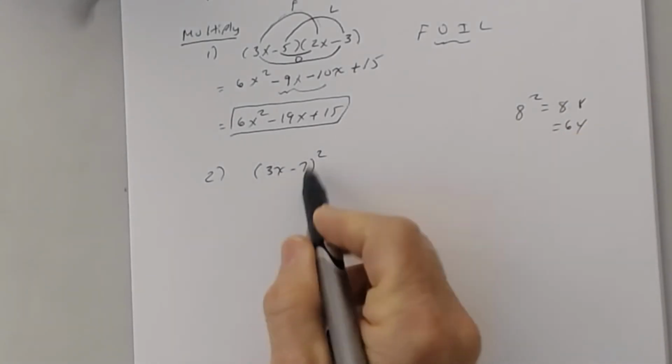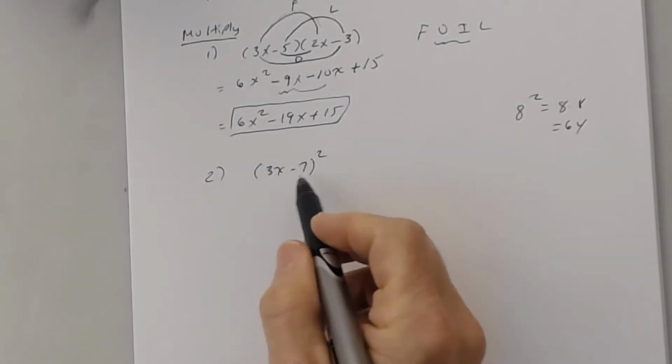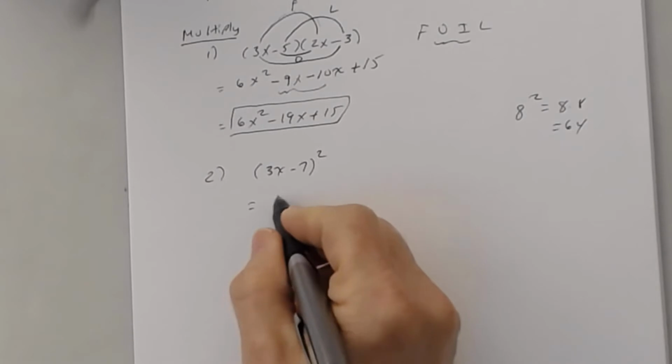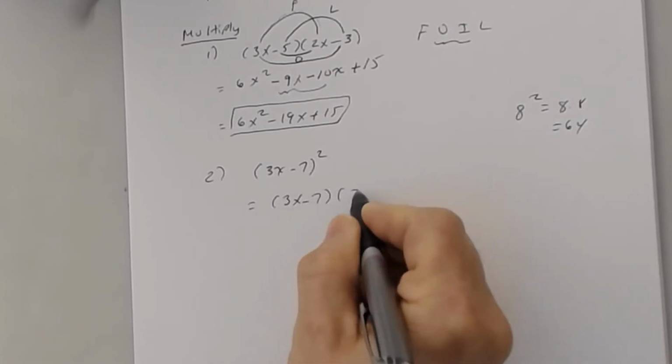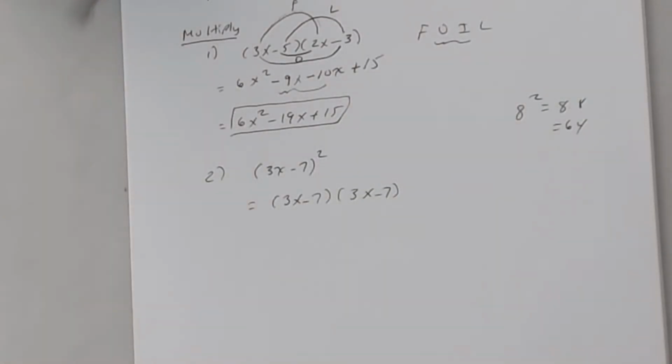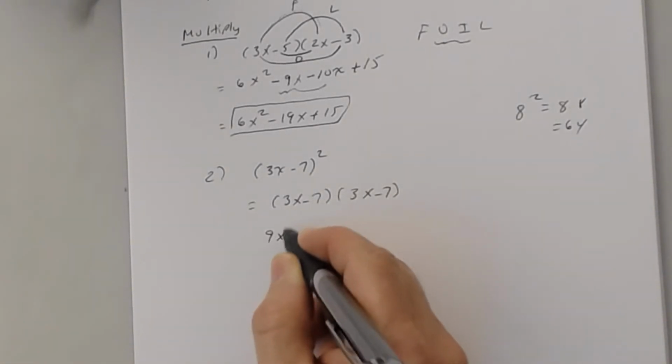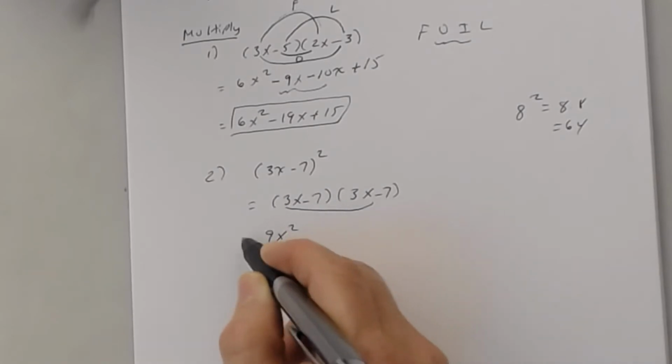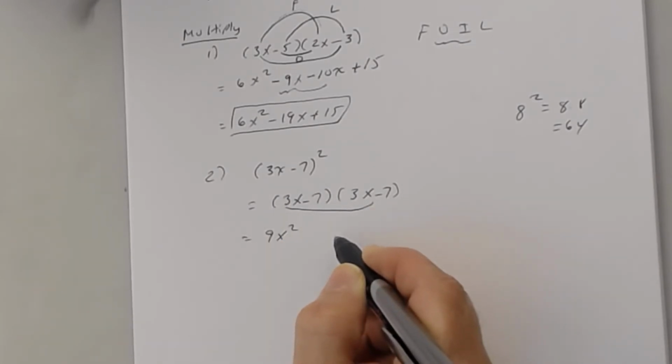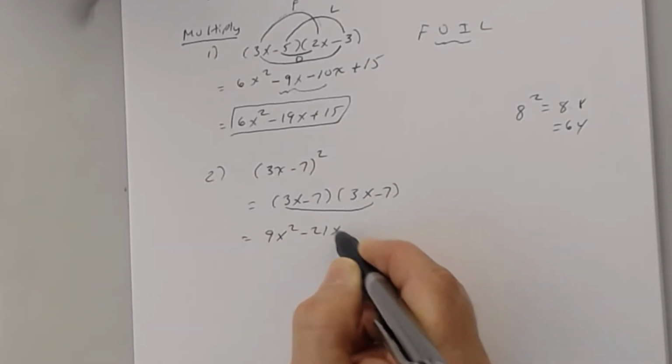So this right here, what's being squared? 3x minus 7, the binomial. So that means 3x minus 7 times itself. All right, and then you FOIL it out, just like you did number 1. So 3x times 3x? 9x squared. Okay? All right, 9x squared. What's the outer? Negative 21x. What's the inner?